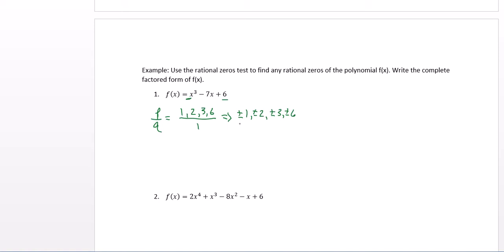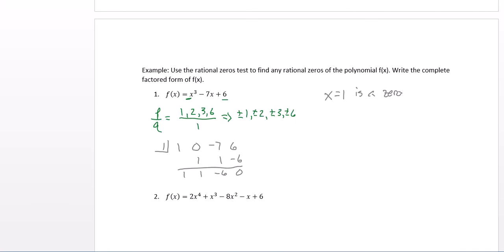So let's try 1. I always try 1 first. I always try to let it be the easiest one possible. So 1x cubed, 0x squared, minus 7x and the constant term. Drop the 1, multiply to go up and over, add straight down, multiply to go up and over, add straight down, multiply to go up and over, add straight down, and when I get the 0 remainder, I know that I have found a 0. So x equals 1 is a 0. And that's from the remainder theorem.